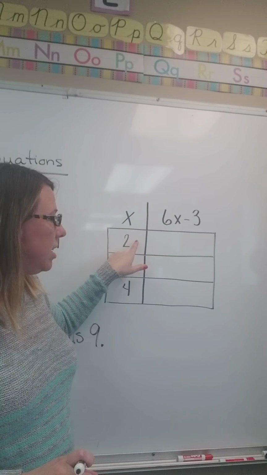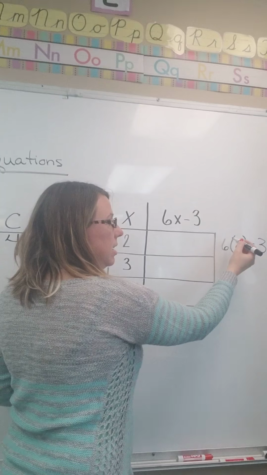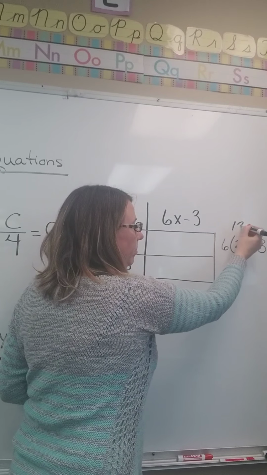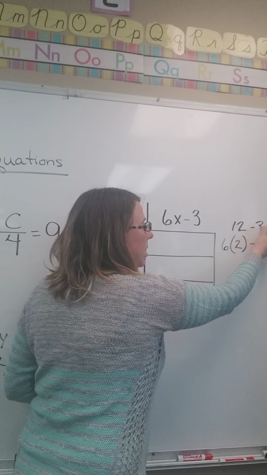If you go ahead and multiply 6 times 2, remember order of operations, multiply first. 6 times 2 is 12. Minus 3 is 9. So the answer for this is going to be 9. Okay? For the next one, you're going to substitute X for 3.